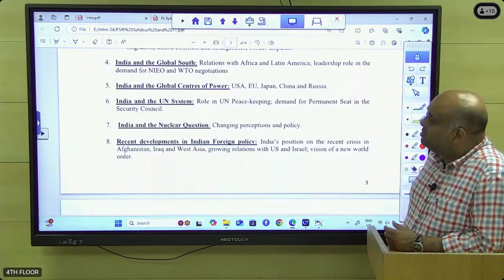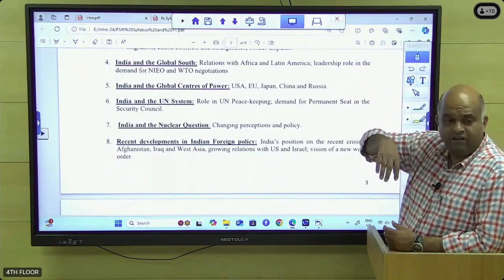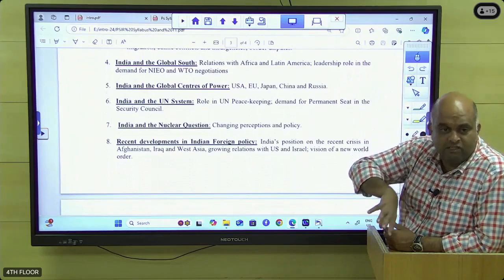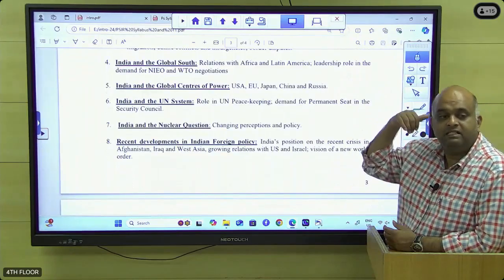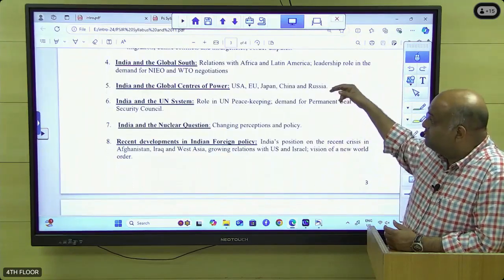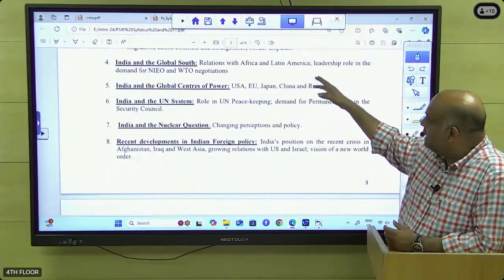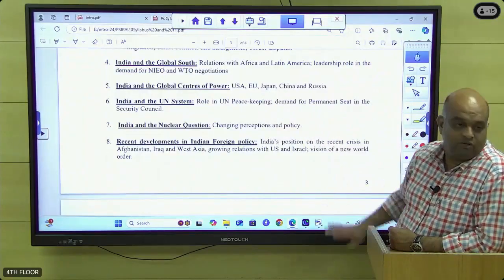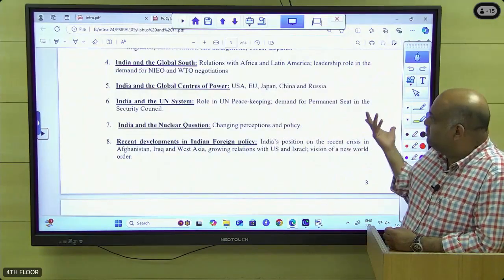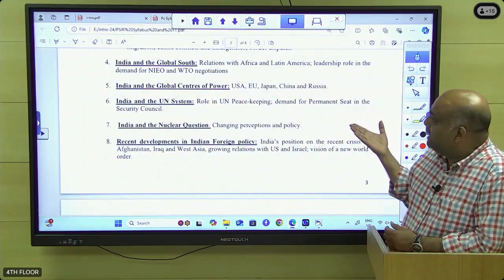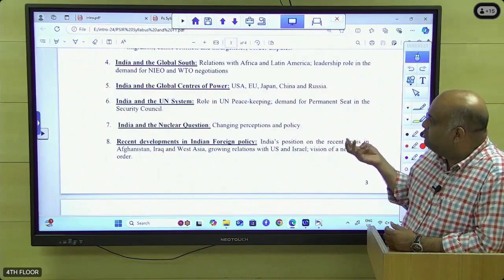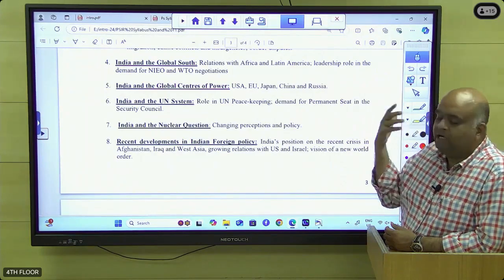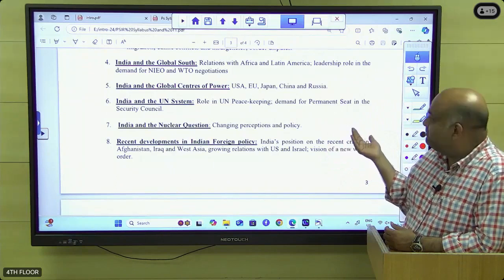And then India and the global South. South means the world is divided into North and South. The South means underdeveloped or still developing South. North means highly developed, industrialized, rich North. So India and the global South means India's relation with Africa, Latin America. Leadership role in the demand of new international economic order and WTO negotiations. So this and all will take one day. We can handle it. And then India and the global centers of power. USA, EU, Japan, China and Russia. These are the 5 major powers. How India's relation is there with these 5 major powers? That part we will discuss.